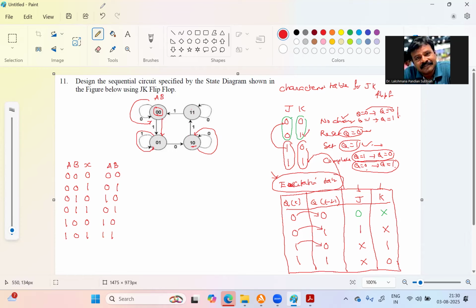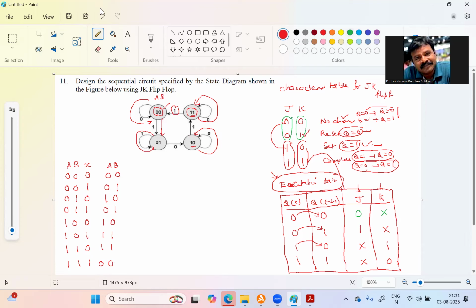1 0 by 1, it will go to 1 1. Then 1 1 0: 1 1 by 0, it will go to 1 1 itself. Then 1 1 1. So this is the state 1 1, and by input 1, it will go to 0 0. So you write it here 0 0.